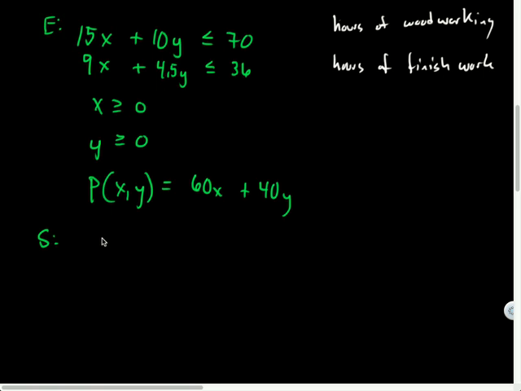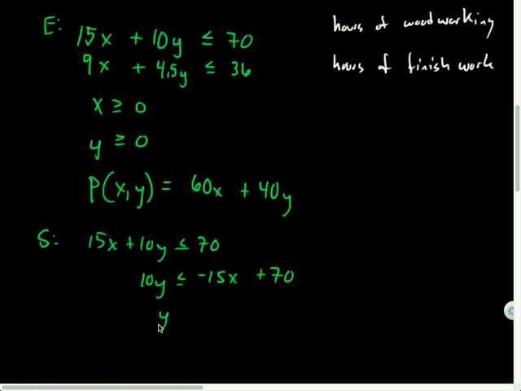Let's graph using the intercepts method today, just for fun. I don't know, we don't have to. Well, nah, I'll just be consistent and use y equals mx plus b, I suppose. So, 15x plus 10y less than or equal to 70. I'll subtract 15x from both sides: 10y is less than or equal to negative 15x plus 70.